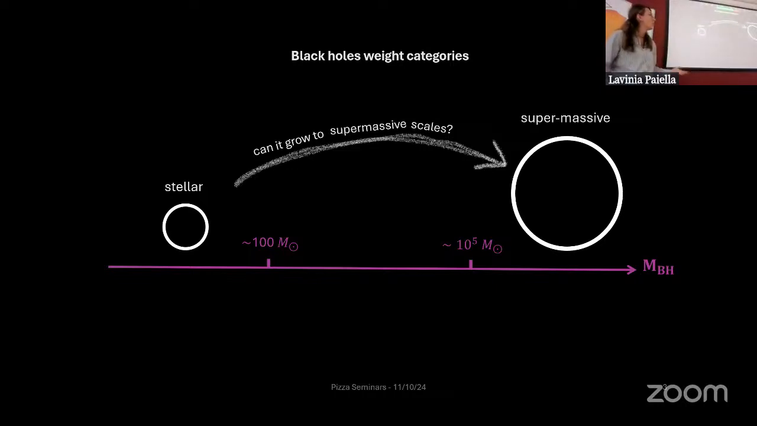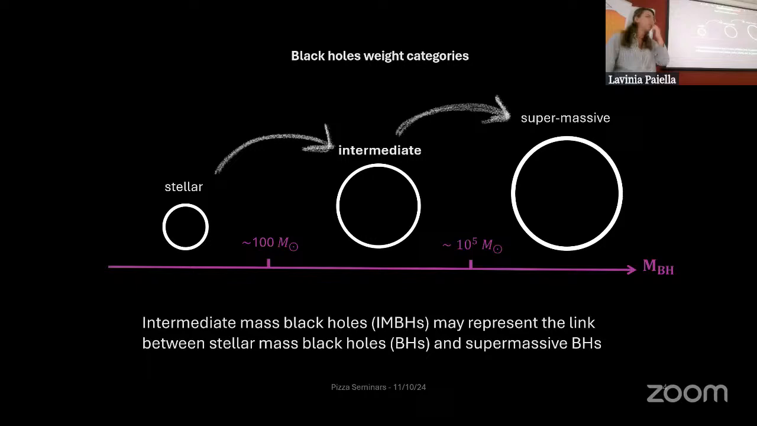Now, one big open question relating to the formation of these very massive beasts is whether, for example, a stellar mass black hole can actually grow up to supermassive scale. So by which processes, and if it is possible. And one way of tackling the problem is adding a new ingredient to the mix, which are intermediate mass black holes, which, as the word suggests, are in between these two categories and fill the gap between 100 and roughly 10 to the 5 solar masses.